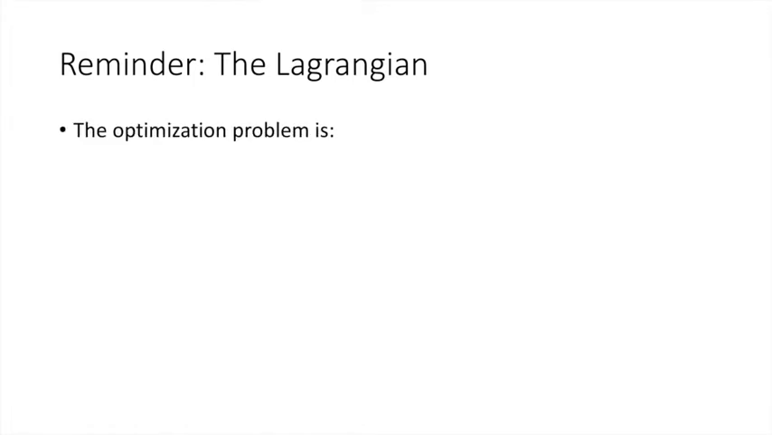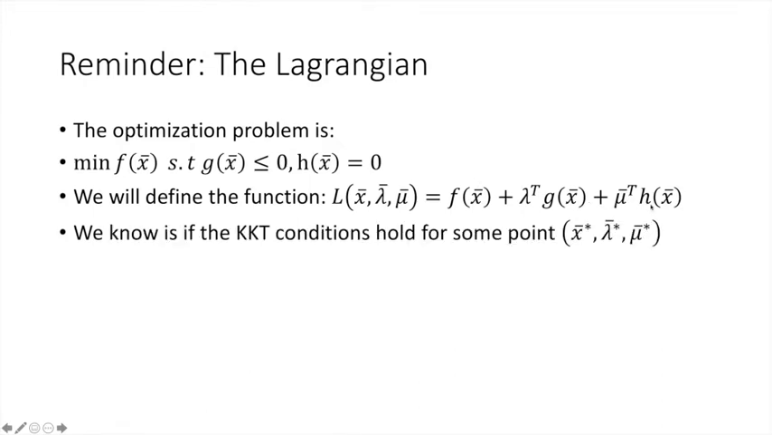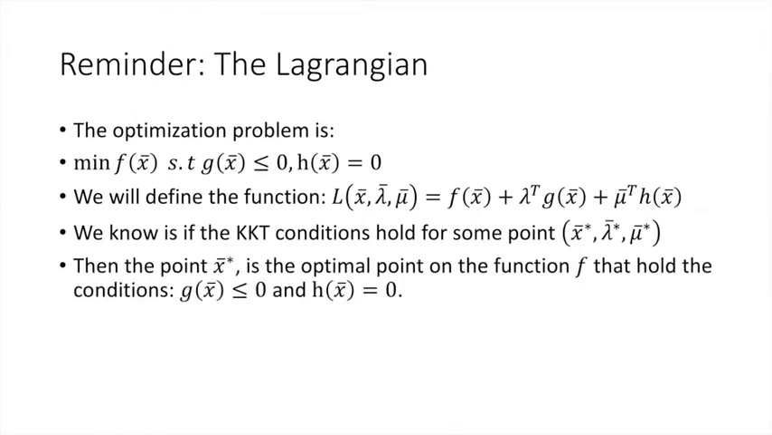So we have the following optimization problem. We want to minimize f of x given that g of x is smaller or equal to 0 and h of x is 0. So we will define the function L of x, lambda, and mu, which is f of x plus lambda transpose g of x plus mu transpose h of x. We know that if the KKT conditions hold for some point x star, lambda star, and mu star, then the point x star is the optimal point on the function f that holds the condition g of x is smaller or equal to 0 and h of x is equal to 0.